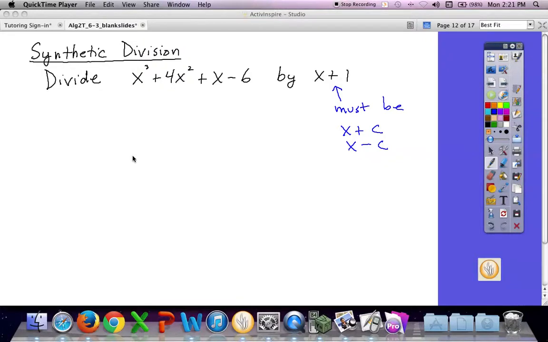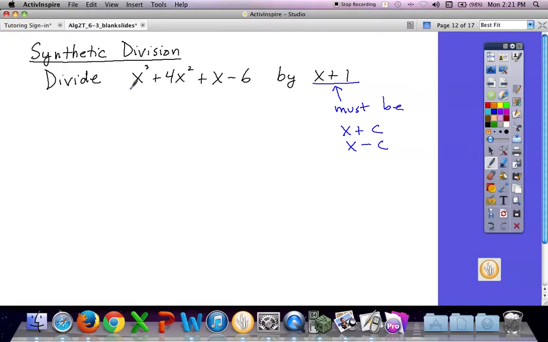Right? So if we do synthetic division, we can only divide by linear factors like that: 1x plus or minus a number, something like that. Okay, here's the steps. There are 4 things you need to do before you ever start the synthetic division. You need to just set it up. And here's how you set it up.